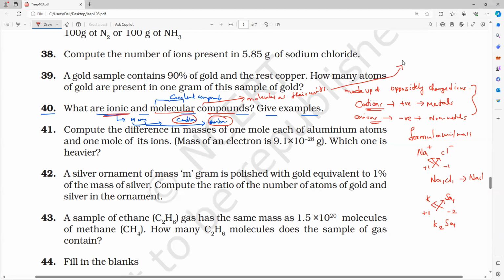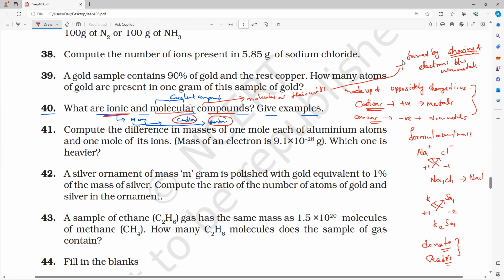These compounds are formed between non-metals or metals and non-metals? They are formed by sharing of electrons between non-metals. No metals are involved. Ionic compounds are formed by one donating the electron and another accepting the electron. But in molecular compounds, only by sharing of electrons. Do you all understand?